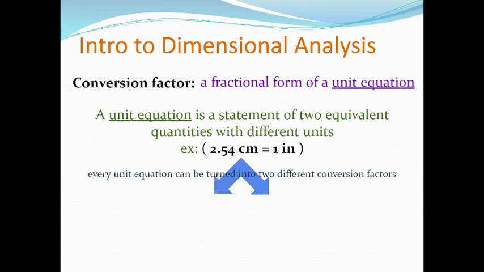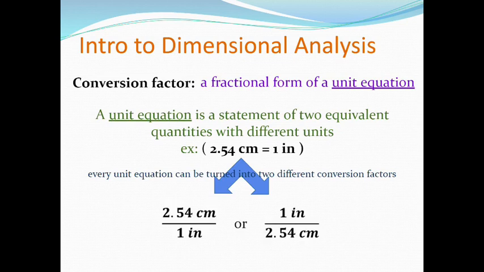Now, keep in mind, because we have two sides to the equation, every unit equation can be turned into two different conversion factors, just depending on which side you choose to put on top. So here you can see that example unit equation that we wrote down before turned into two different conversion factors, just based off of whether the centimeters part was on top or on bottom. And depending on what problem we're solving, we might want to use one of these conversion factors over another, and we'll always have to make that choice. But it's a simple change to take a unit equation and turn it into a conversion factor. We're just taking either side, putting one over the other with a line in between.